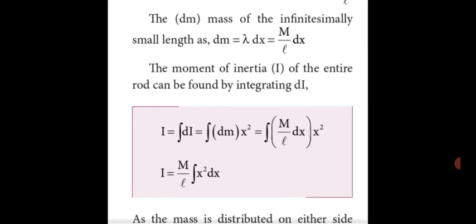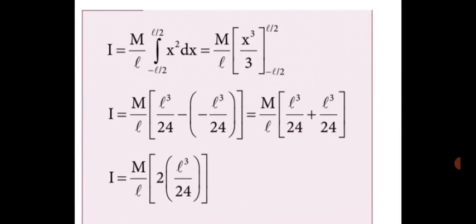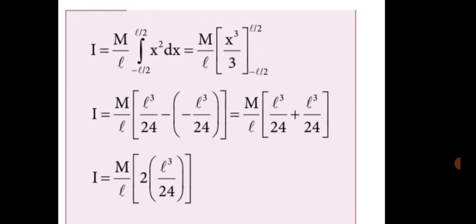As the mass is distributed on either side, we take the limits, one minus and the other plus: minus L by 2 as the lower limit, and plus L by 2 as the upper limit. The constant is on the outside. So I is equal to capital M by L integral of x square dx, with minus L by 2 as the lower limit and plus L by 2 as the upper limit.